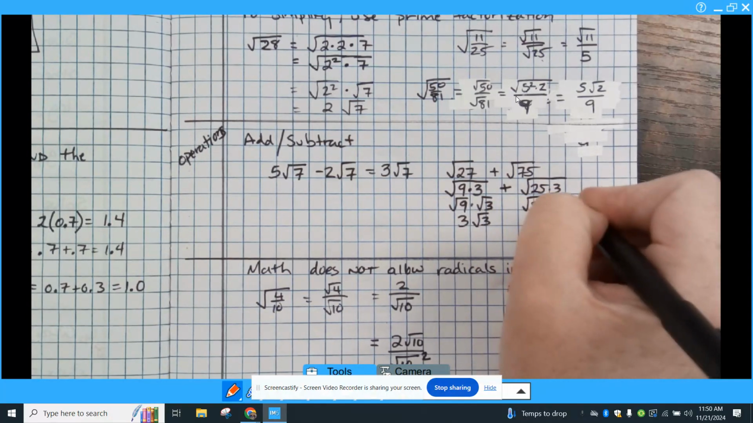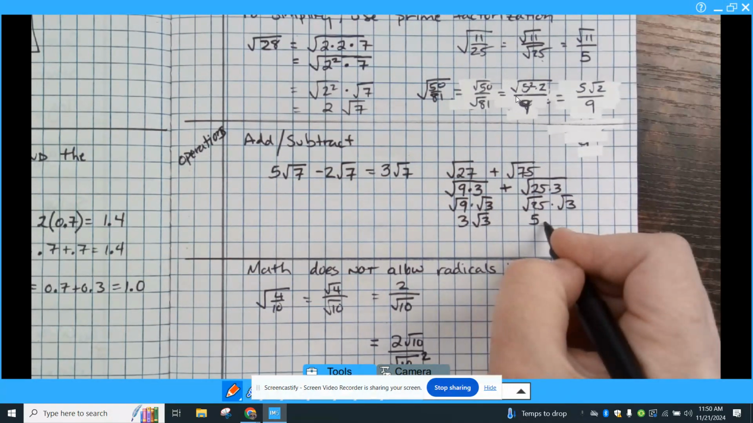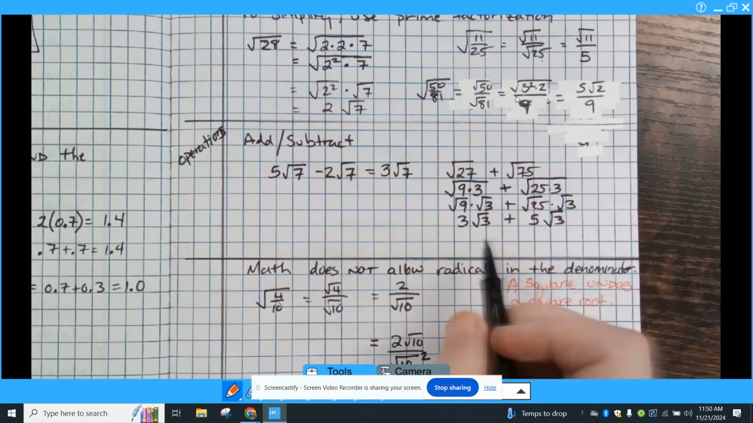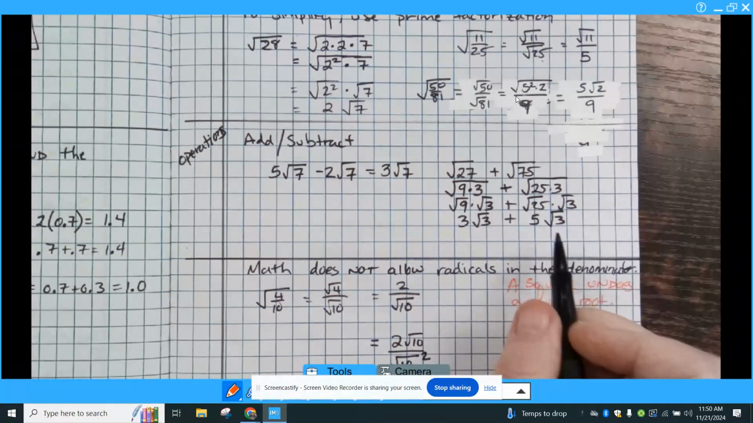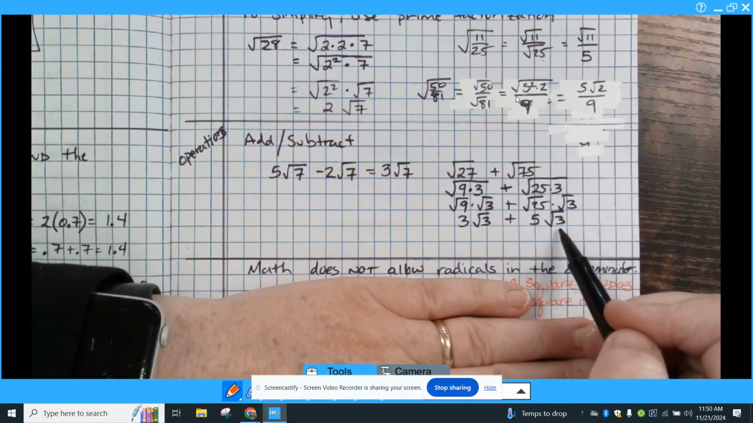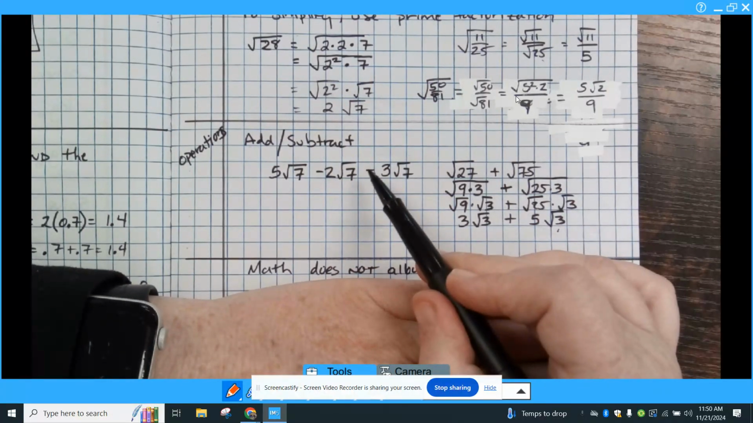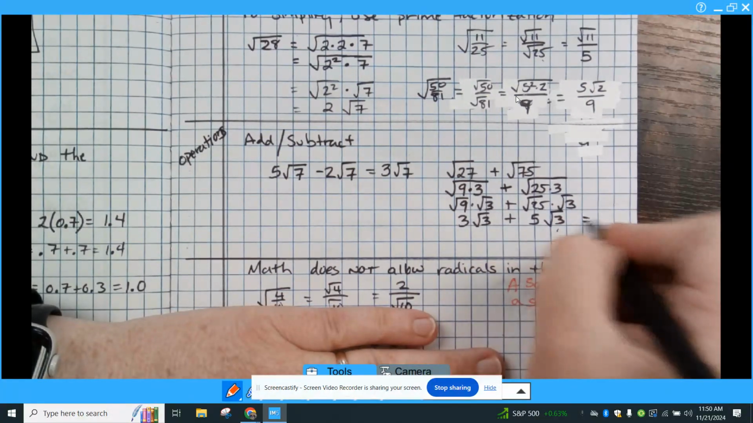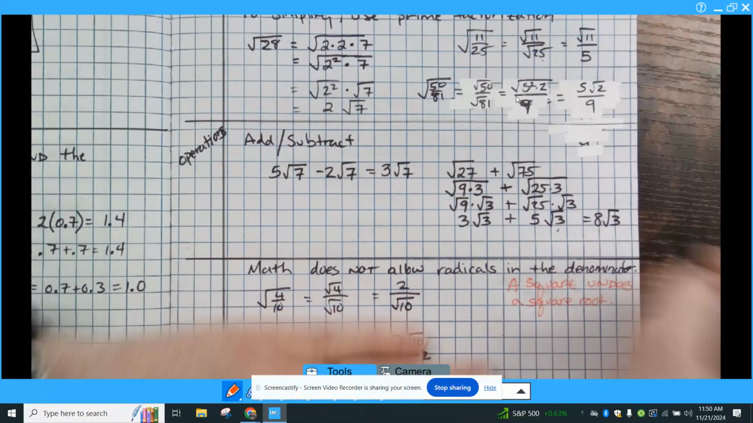Square root of 25 is, now we can separate it. Sorry, square root of 3. Square root of 25 is 5. We don't know the square root of 3. Now, since they have the same root, we can actually add them. So now it's just like this problem, we can add them. So 3 plus 5 is 8 root 3.